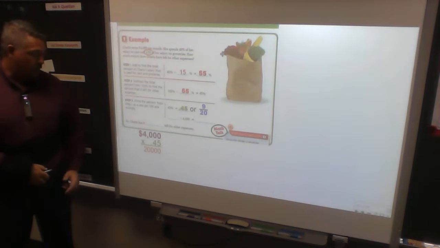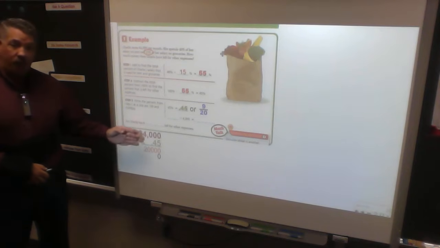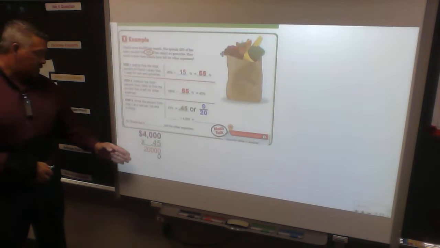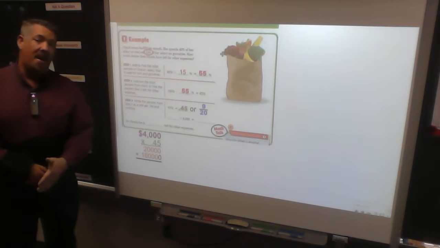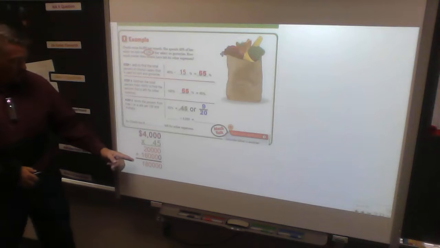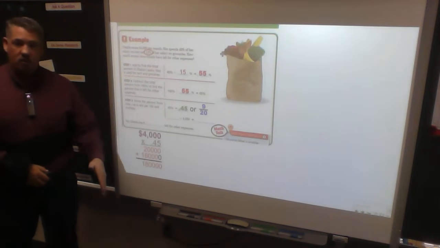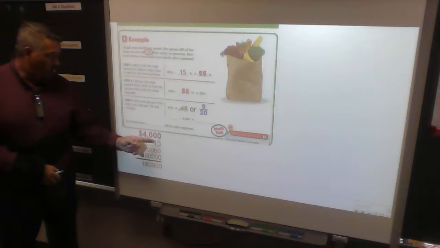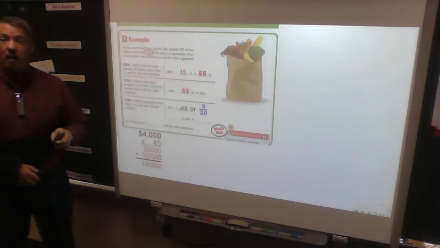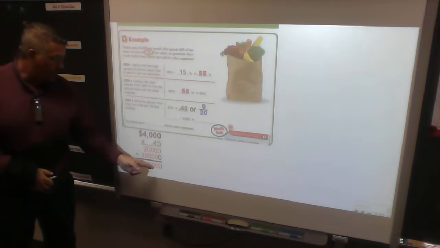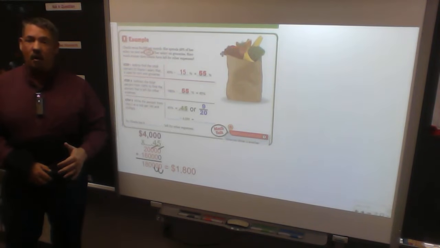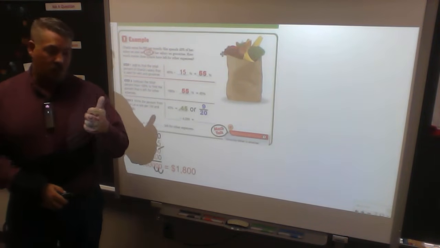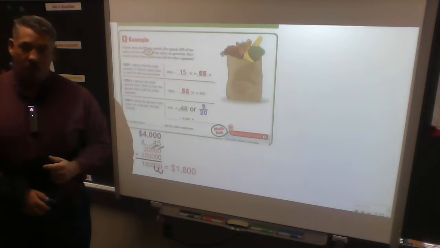My second number tells me to bring down a 0, and then I multiply by 4s. 0, 0, 0, 16. So that gives me 160,000. When I line those up and add them together, I get 180,000. However, I have 2 decimal spaces, so my 2 decimal spaces tell me to move from right to left 2 times. When I do that, I end up with an answer of $1,800. $1,800 is her rent and her groceries together for the month.